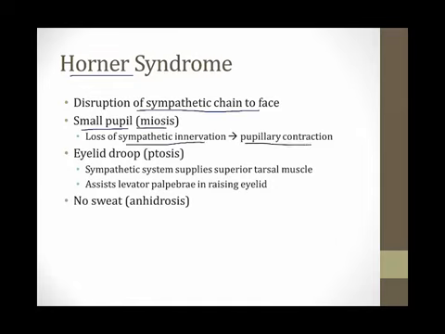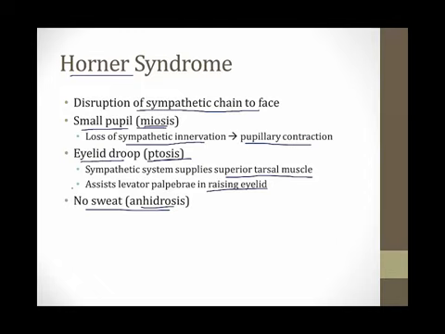Basically, they have unopposed parasympathetic contraction of the pupil. Patients with the Horner syndrome also have eyelid droop, which is known as ptosis. This is because the sympathetic nervous system supplies the superior tarsal muscle, which assists the levator palpebrae in raising the eyelid. And then finally, the third characteristic of the Horner syndrome is absence of sweat on one side of the face. This is called anhidrosis. So many people remember that the Horner syndrome consists of miosis, ptosis, and anhidrosis.